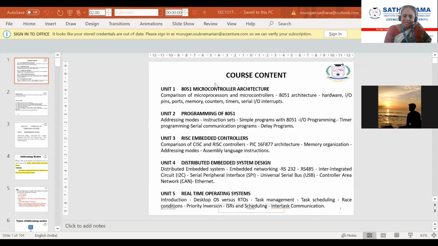Quickly to complete the syllabus. Okay, so unit 1, we completed the entire 8051 microcontroller architecture. Actually, you people listen, we are focused on your assessment 1 and assessment 2. Everything is through online only. So our college has suggested giving assignments and quizzes to you through LMS.